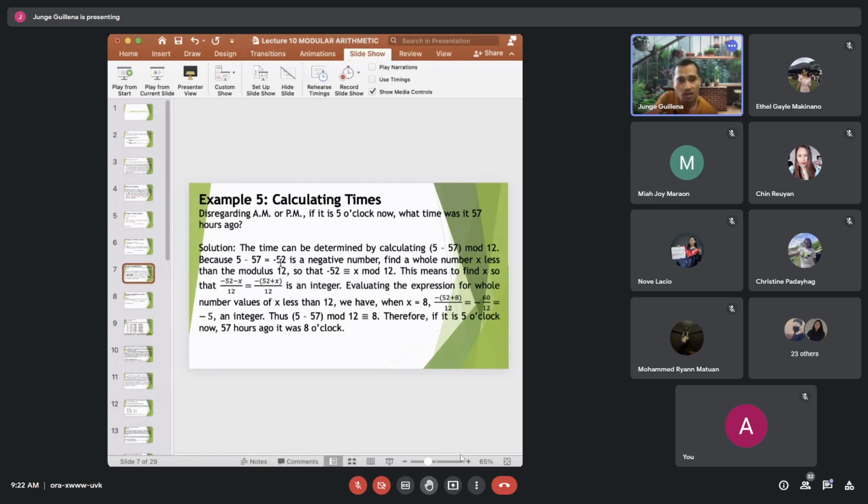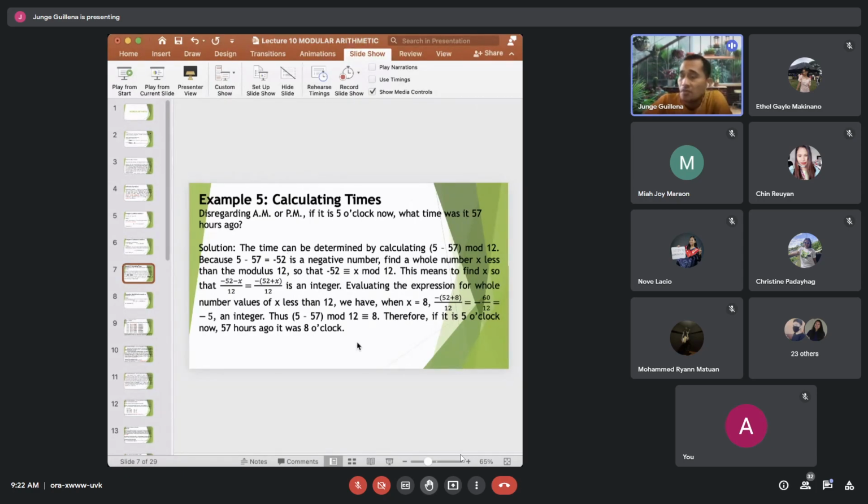Okay? So the time can be determined by calculating. You have here 5 minus 57. Why is it minus 57? Because what time was it 57 hours ago? 57 hours ago. Unless it says here 57 hours after. It says ago. Of course, you can do it manually using your clock or your watch. You just count backward 57, starting from 5. Then you will get the result. Okay, but again, do not do that anymore.